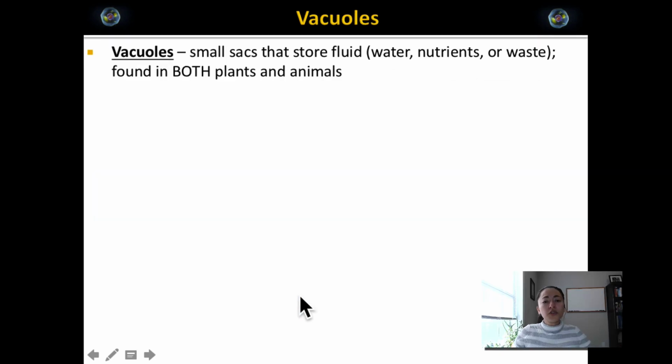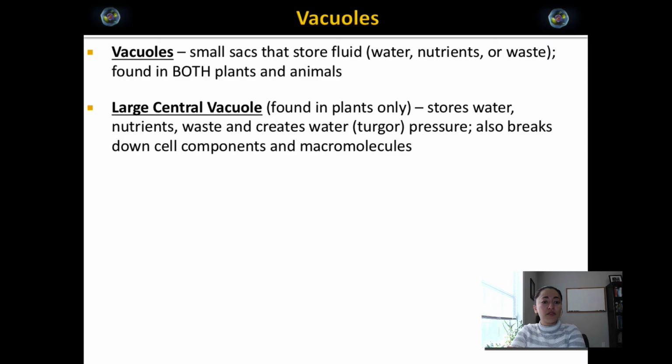What does a vacuole do? Well, it's a small sac that stores fluid, but not just water, it also stores nutrients and may store waste as well. Although vacuoles are found in both plants and animals, plants have a very large central vacuole. This large vacuole stores water, nutrients, waste, and it creates water pressure, or in other words, turgor pressure within the plant cell. It also serves the same role as the lysosomes in that it breaks down cell components and macromolecules.